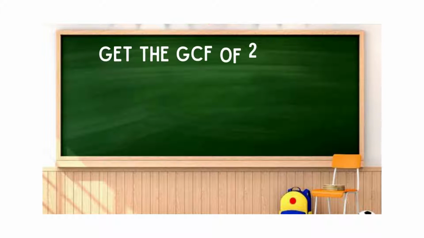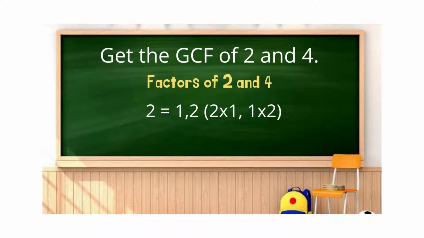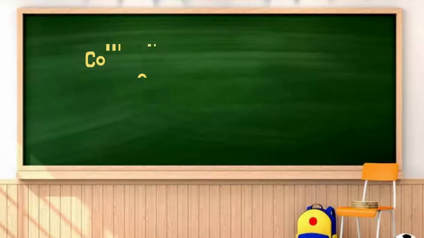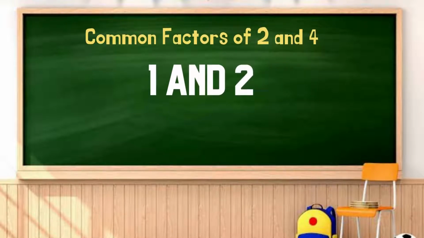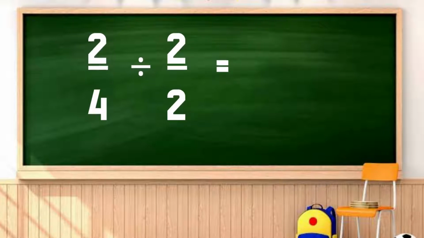So get the GCF of 2 and 4. Then what are the factors of 2 and 4? So for 2, we have 1 and 2. Then for 4, we have 1, 2, and 4. What are the common factors of 2 and 4? Correct, 1 and 2. And what is their GCF? Very good, 2. Then divide 2 to both numerator and denominator.